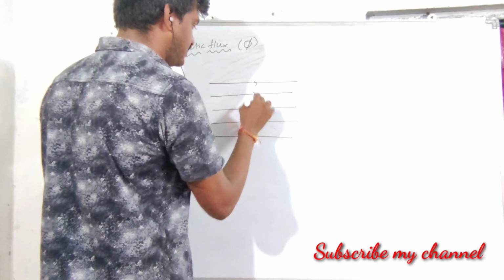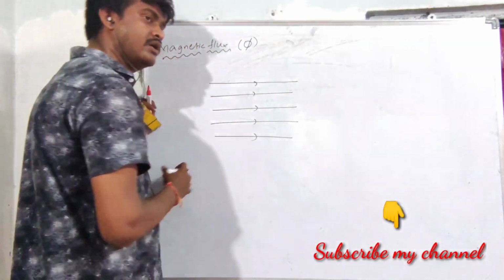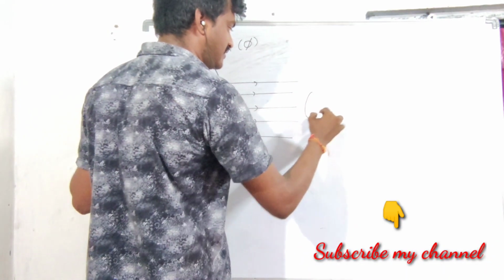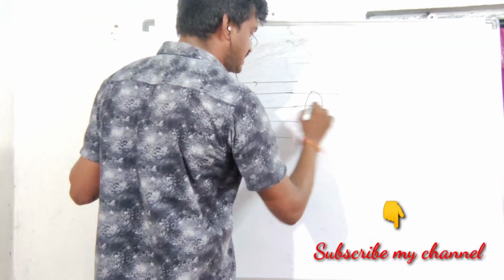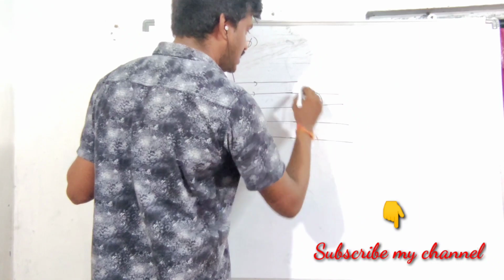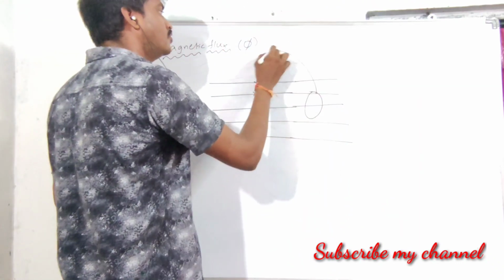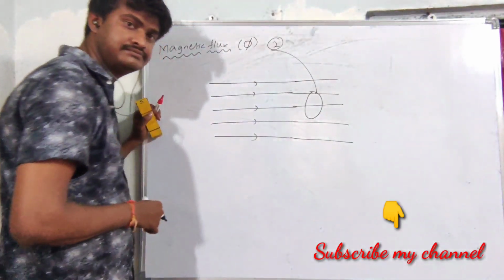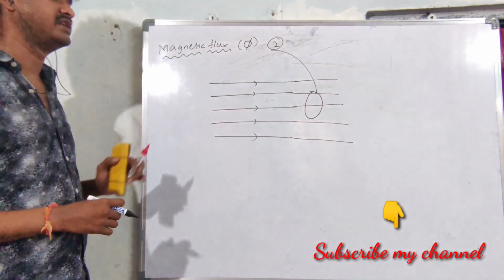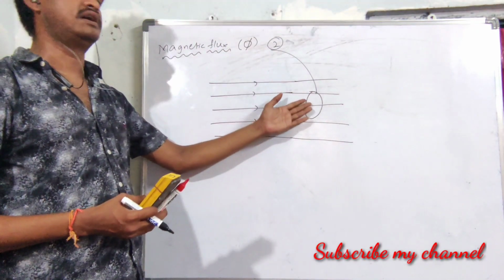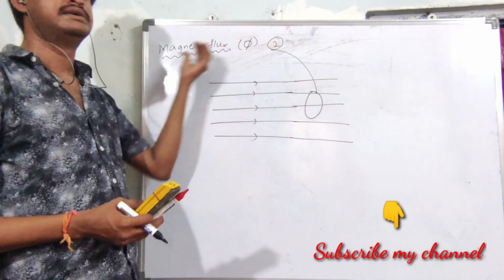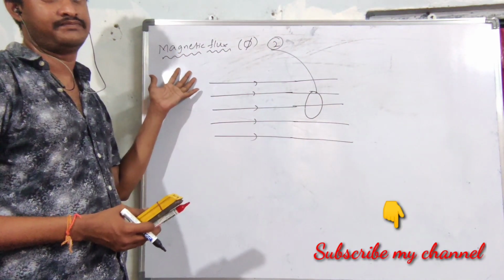Suppose I am taking uniform magnetic field lines and one small given area. Now how many magnetic field lines are passing through the given area? How many field lines are passing here? Two field lines are passing through the given area. With respect to the magnetic field and area of cross section, that is nothing but magnetic flux.